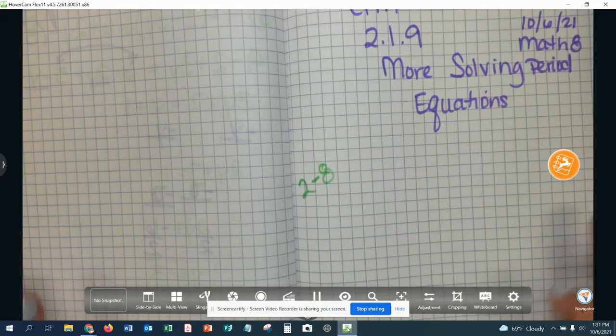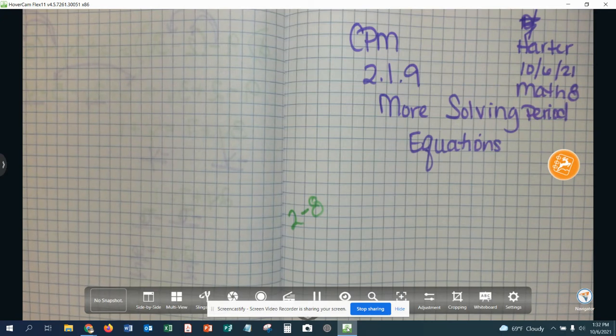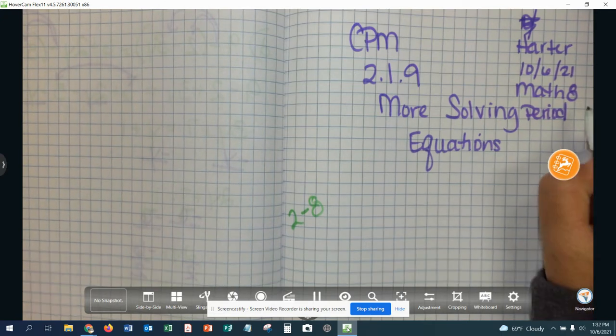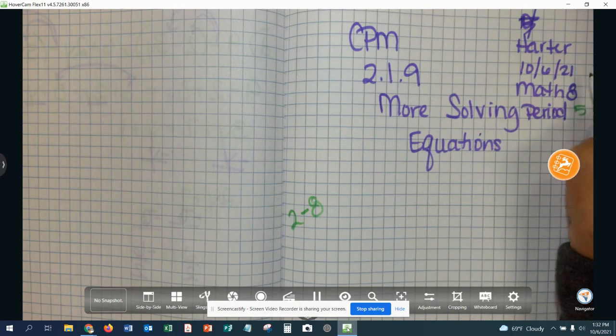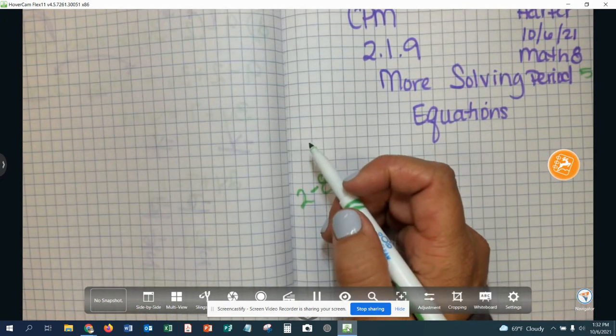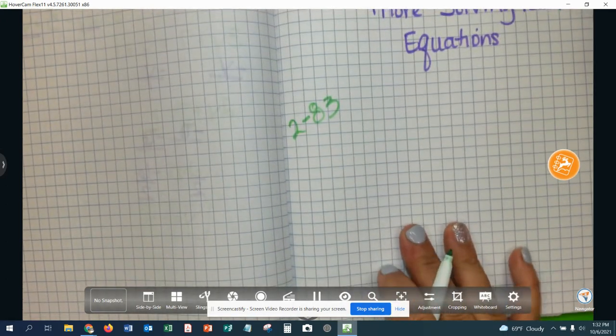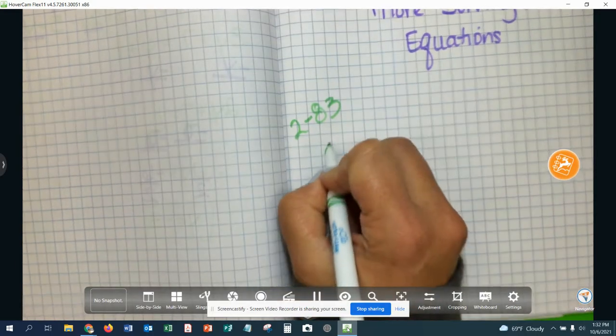Right, we are starting with CPM 2.1.9, more solving equations. This is period 5. Make sure you have your name, the date, math 8, period 5. We are on 2-8-3. We have 4 problems. Let's start with A.